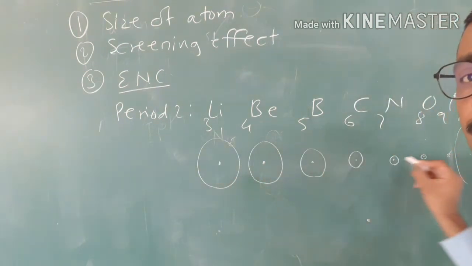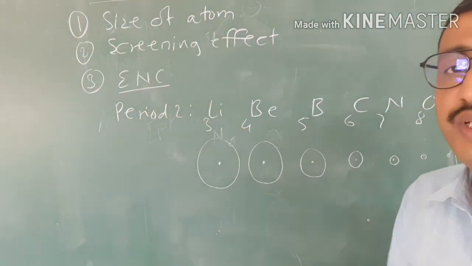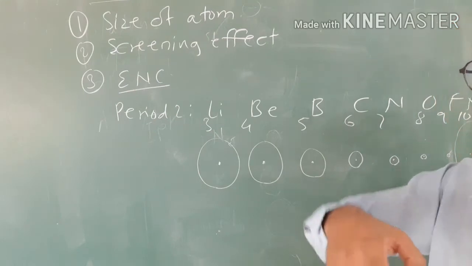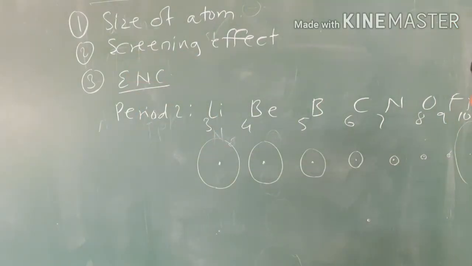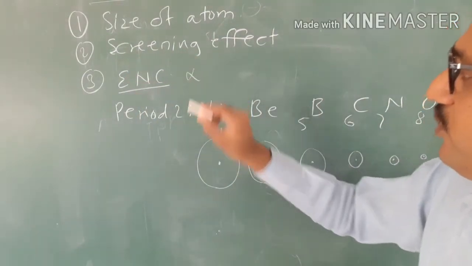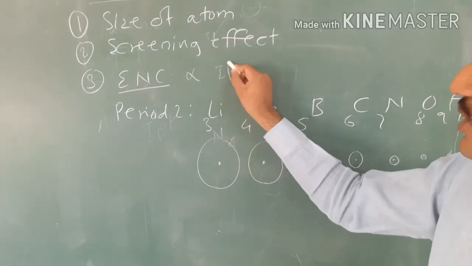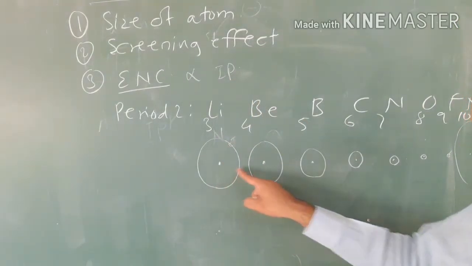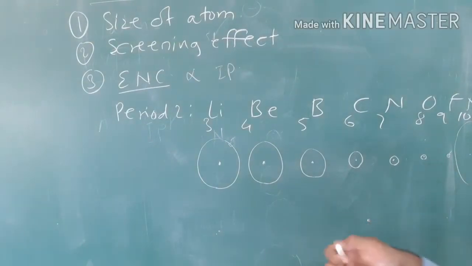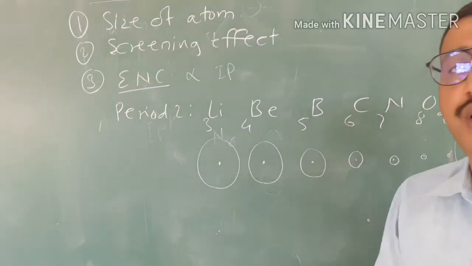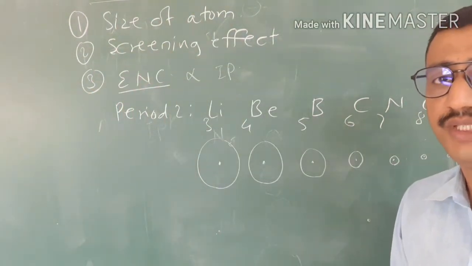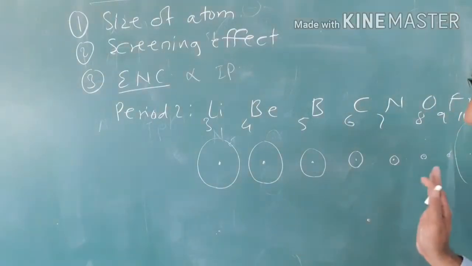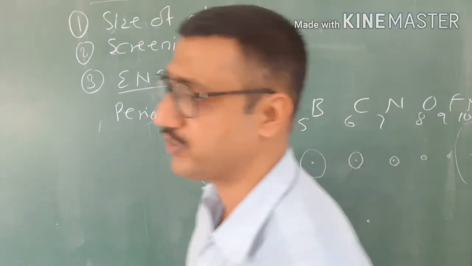So as the number of protons increases, the effective nuclear charge increases, and that's why it becomes difficult to take out the electron. So here the conclusion is that effective nuclear charge is directly proportional to the ionization potential. The more the nuclear charge, the more energy will be required to take out the electron from the outermost shell. Okay, so this is about the effective nuclear charge.